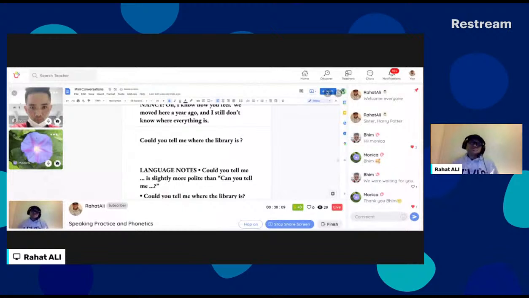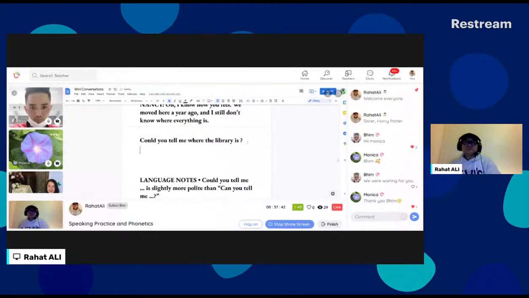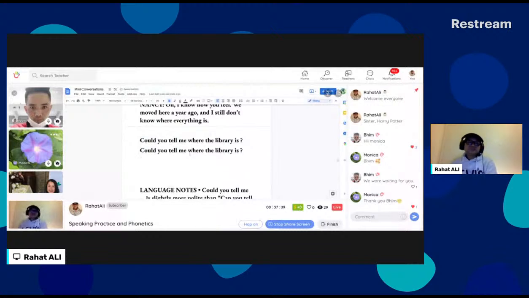Why is it incorrect, teacher? Why is it incorrect if I say where is the library? I'll explain to you in a moment. So Beam, did you get it? Where the library is? Okay, so Monica, look at this sentence pattern. Could you? Yes, teacher. Because it is. Okay, go on. Beam, go on.